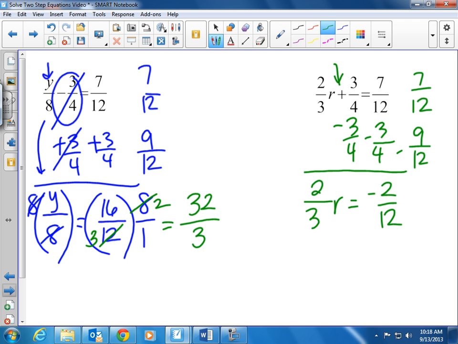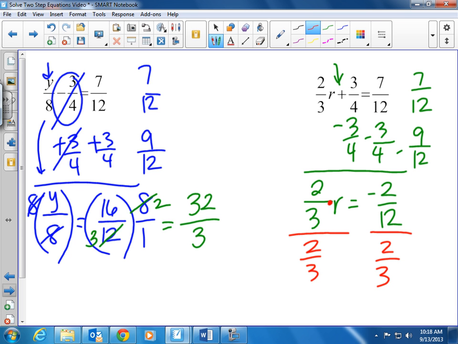That can be reduced, okay? But I'm not going to worry about that quite yet. But you can reduce it right now if you want to. But what I want to look at first is getting rid of this 2/3 that's being multiplied by the r. I just did that in red to make it more clear. 2/3 is being multiplied by r. How do we undo multiplication? Well, we divide. So normally we divide each side by 2/3.